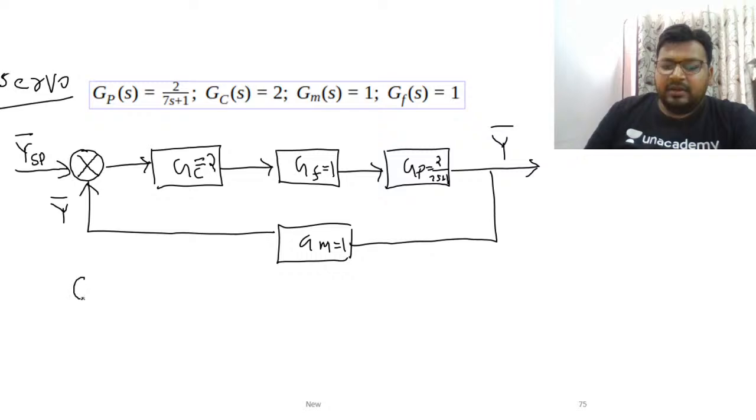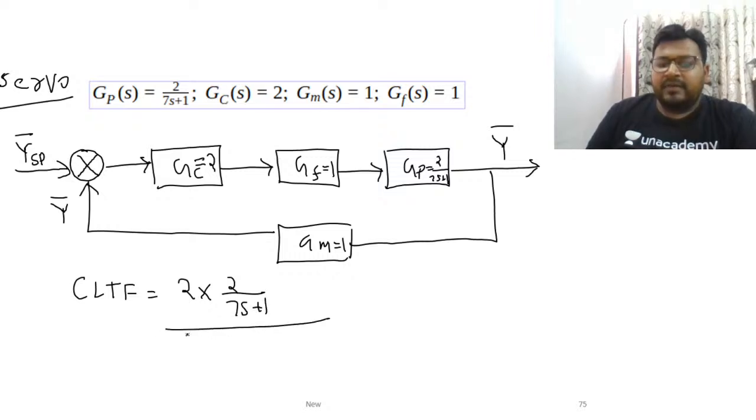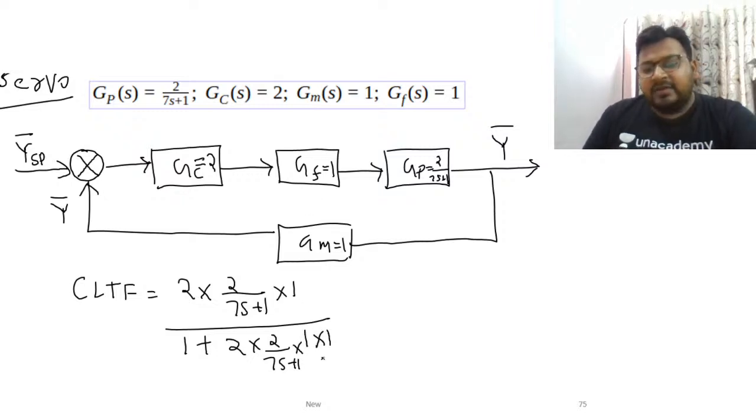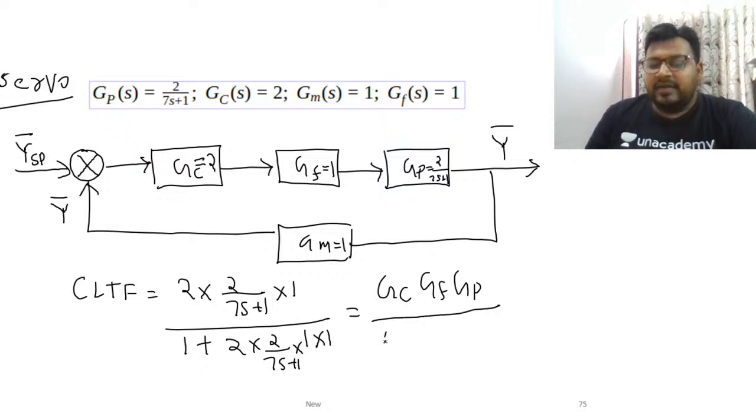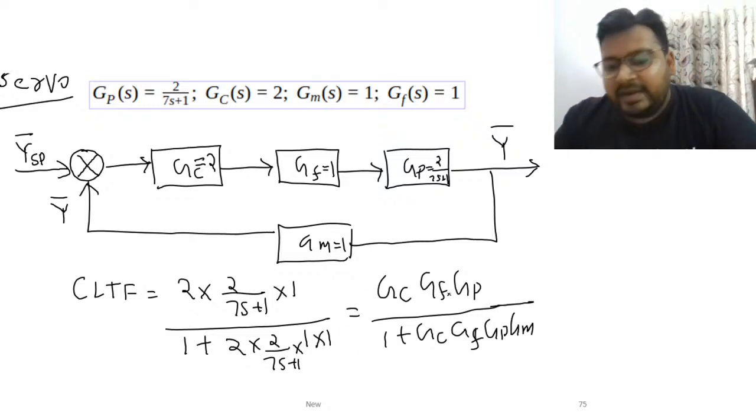So if you calculate the closed loop transfer function, it is 2 into 2 by 7S plus 1 divided by 1 plus 2 into 2 by 7S plus 1, into 1 for the final control element as well as for the measurement sensor. So I hope you know the formula. It is GC, GF, GP divided by 1 plus GC, GF, GP, GM. I am just following this formula to get the answer.